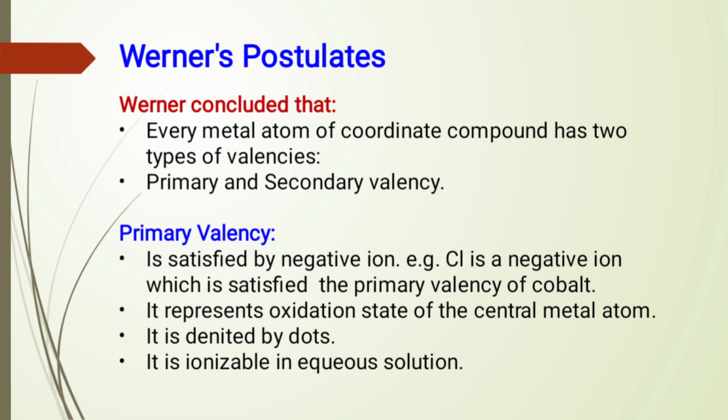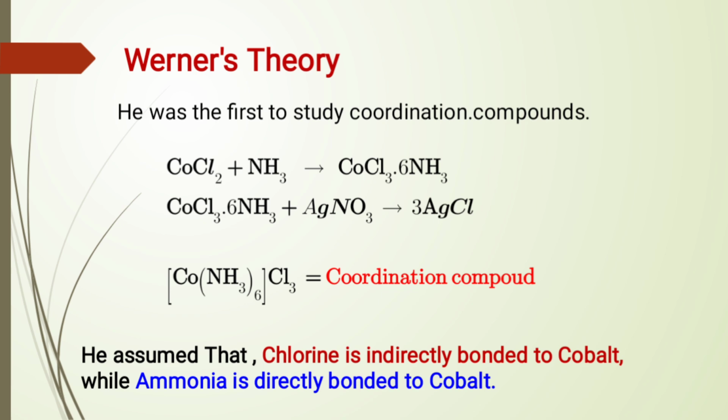Before learning how to draw the Werner structure, the first thing to do is to learn about Werner's postulate. Werner concluded that every metal atom of a coordinate compound has two types of valencies: number one, primary valency, and number two, secondary valency. Primary valency is satisfied by negative ions. For example, chlorine is a negative ion, which has satisfied the primary valency of cobalt in this structure. I hope you understand this.